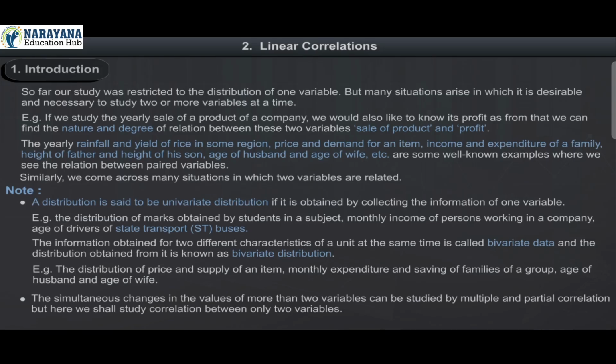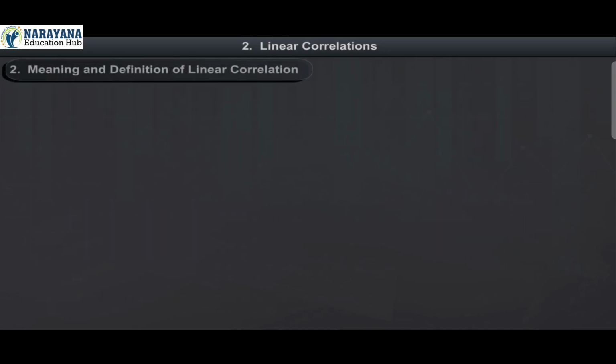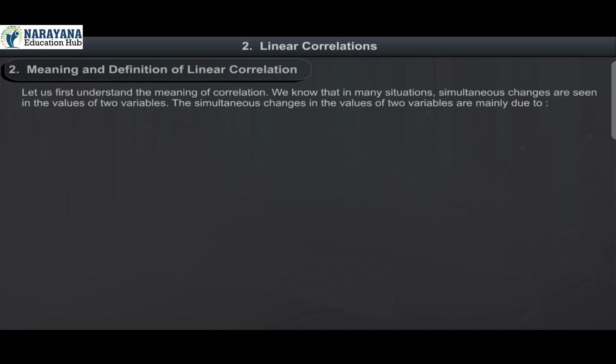The simultaneous changes in the values of more than two variables can be studied by multiple and partial correlation, but here we shall study correlation between only two variables. 2. Meaning and definition of linear correlation. Let us first understand the meaning of correlation.